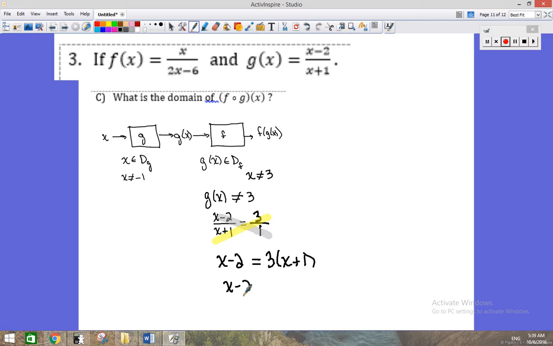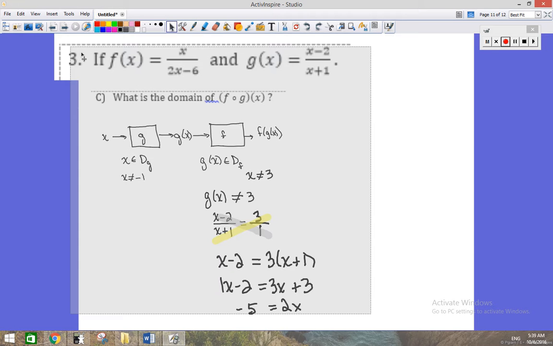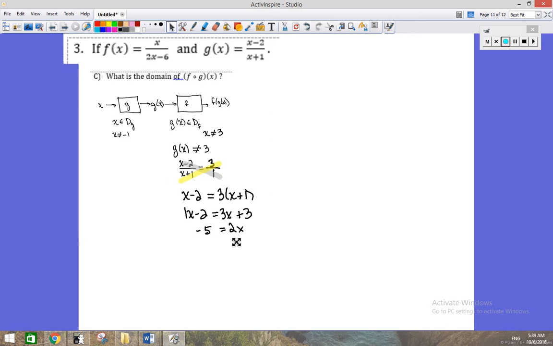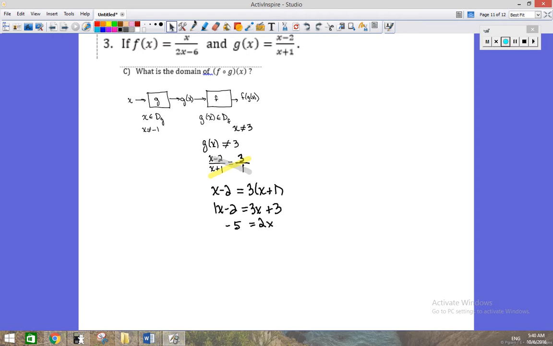Distribute the 3. Subtract 3 from each side, subtract an x from each side, and divide by 2. The number of people that accidentally divide by -5 on each side is a little bit more than what teachers would like. So to get the x by itself, the inverse of multiplication is division. So if you divide both sides of the equation by 2, you'll have your answer.